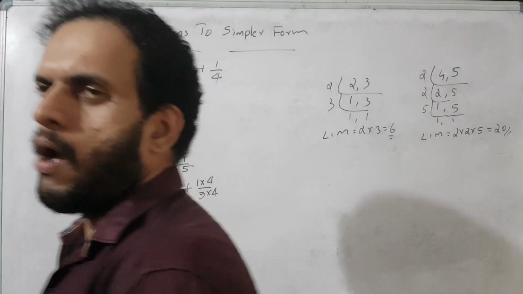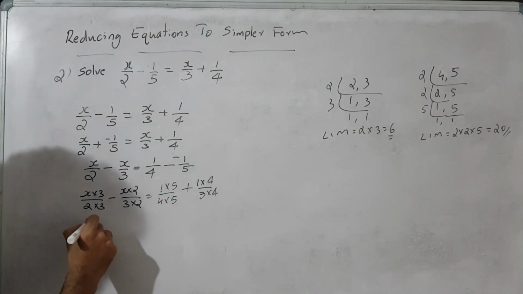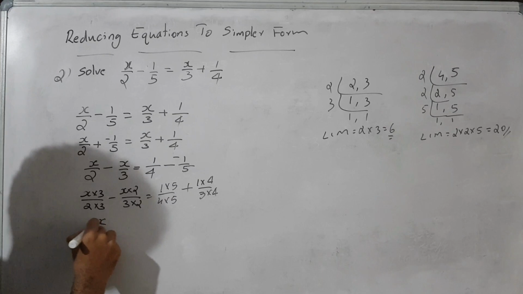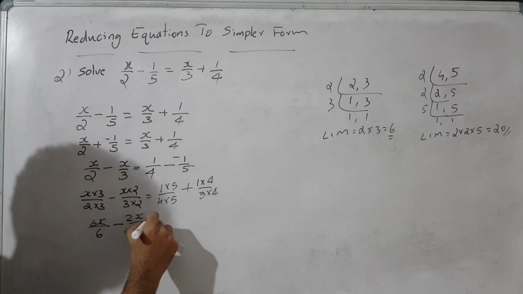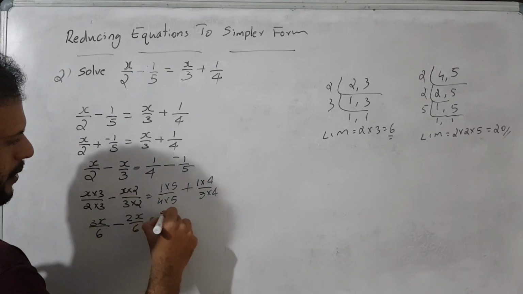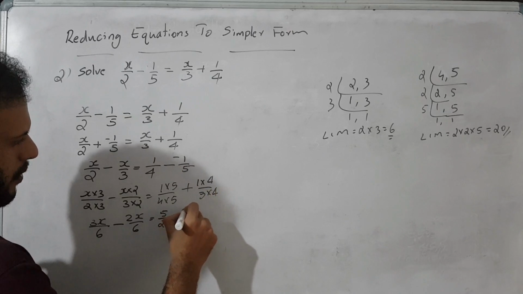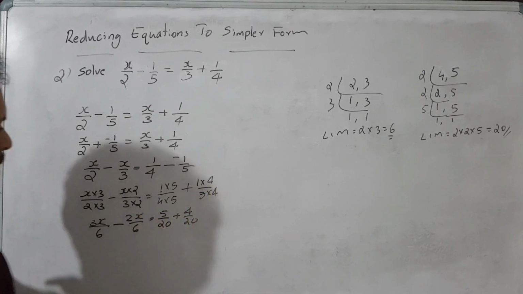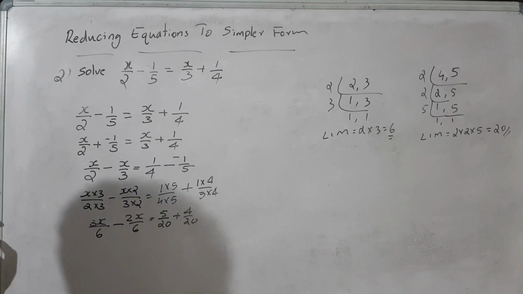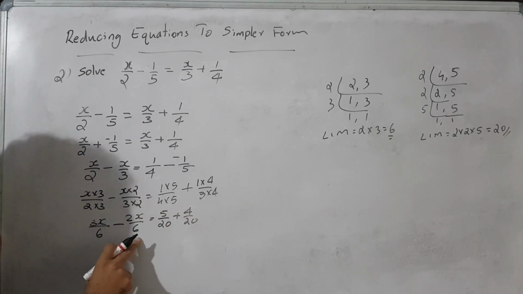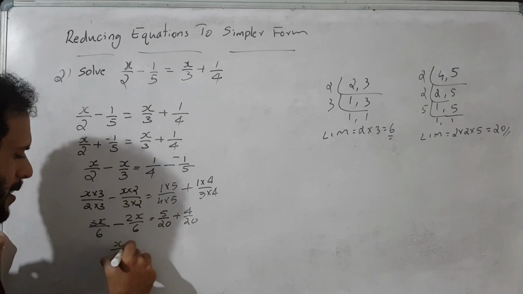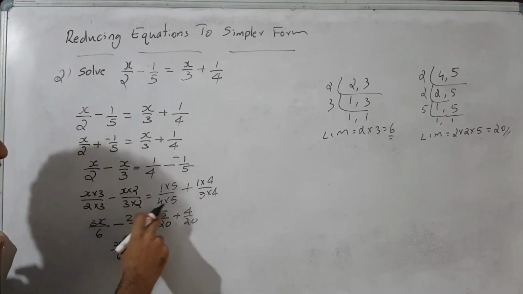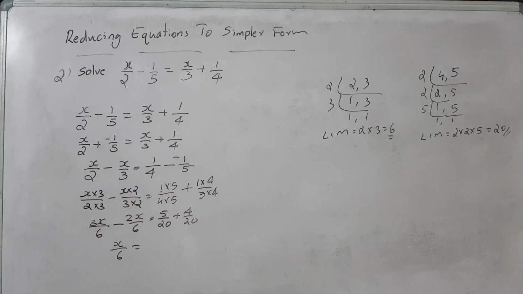Okay, then x into 3. How to write x into 3? X into 3 is 3x. So 3x by 6 minus 2x by 6 is equal to 5 by 20 plus 4 by 20. Then 3x minus 2x by 6. We know the denominator is the same, so it is possible to subtract 3x and 2x. 3x minus 2x is 1x. 1x means x. X by 6 is equal to 5 by 20 plus 4 by 20.